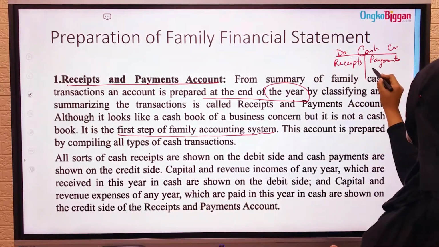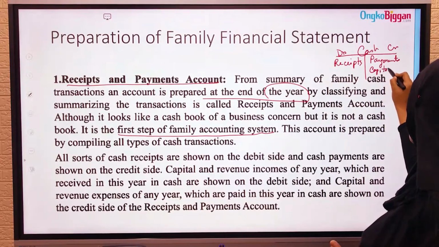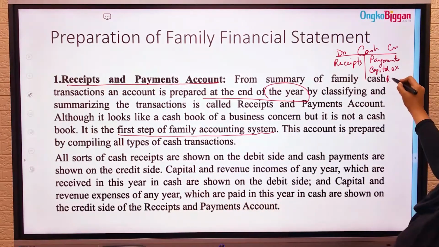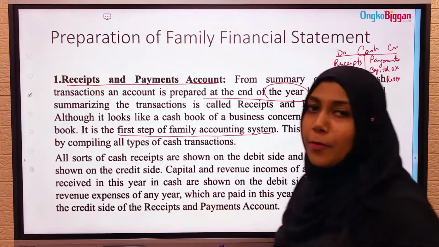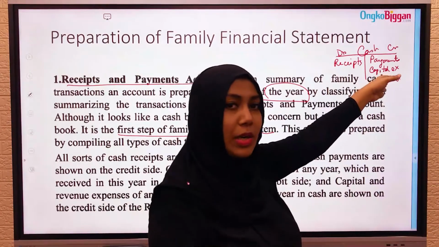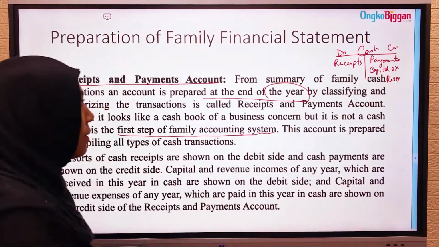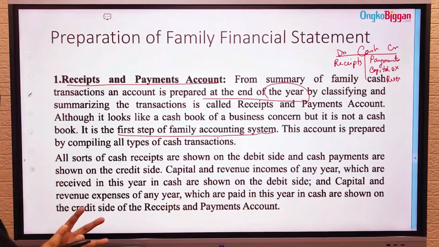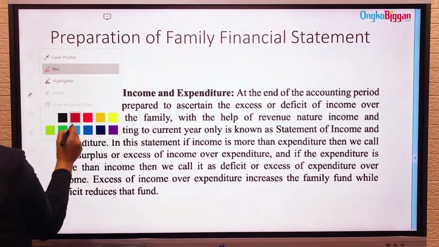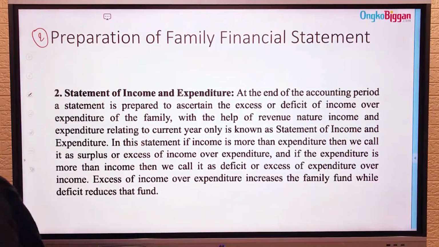Whether capital expenses or revenue expenses, for any type of expenses we have to pay the money. So all types of payments come to the credit side, and all types of receipts come to the debit side. So this is the first step of the family financial statement, which we prepare at the end of the year. Now the second step of the procedure of financial statements.